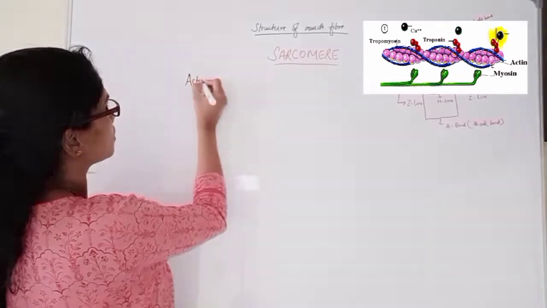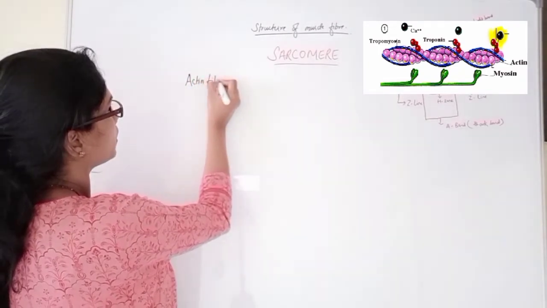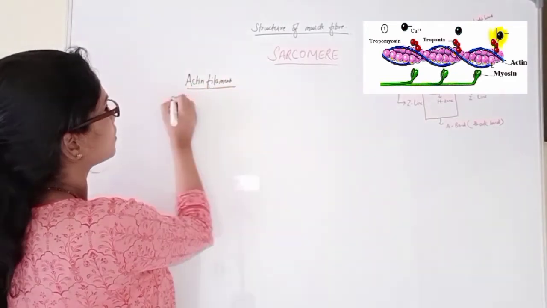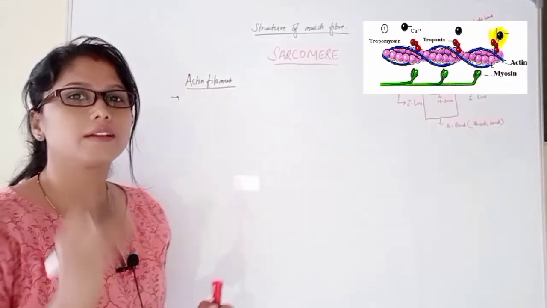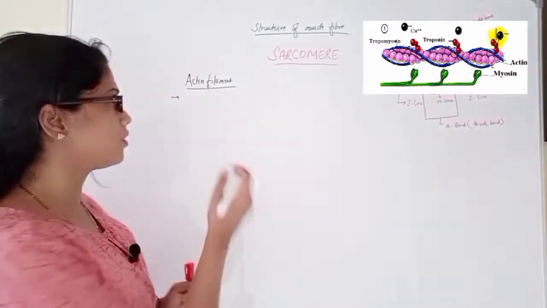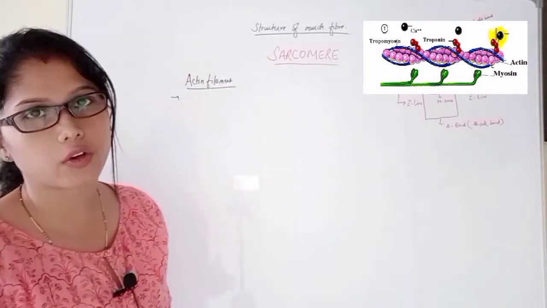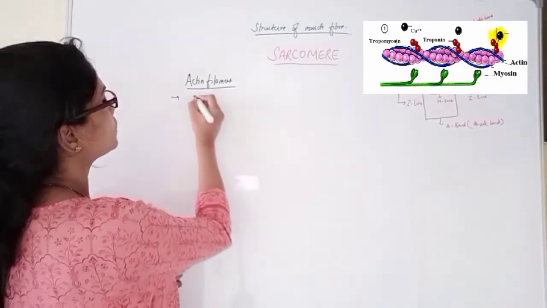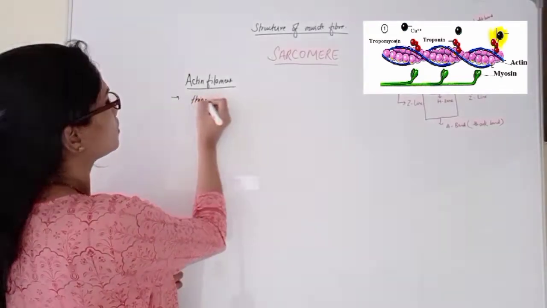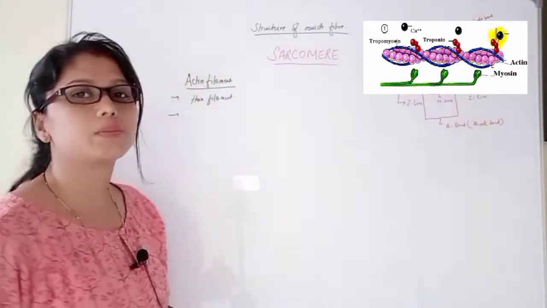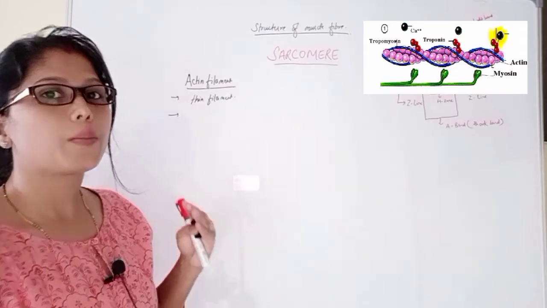Actin filament. This is a very thin filament, okay. When you see the structure of this actin filament under a microscope, it looks thin and thread-like. So it's a thin filament, and it is mainly made up of protein molecules.